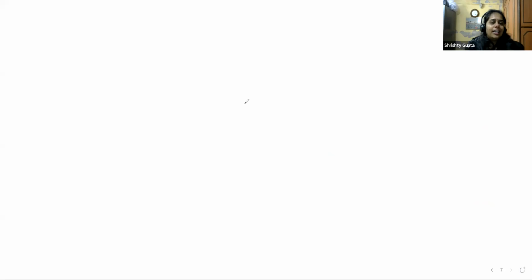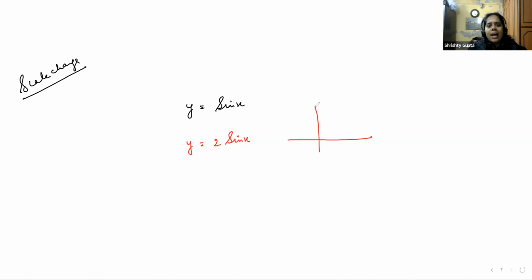The third thing is a simple one, the scale change. If I have a simple graph, let's say y is equal to sine x, and I multiply it by 2, let's say 2 sine x, what will happen? My graph gets amplified. When I use the term amplified, I mean the value on the y part is getting increased. Initially my graph was something like this.